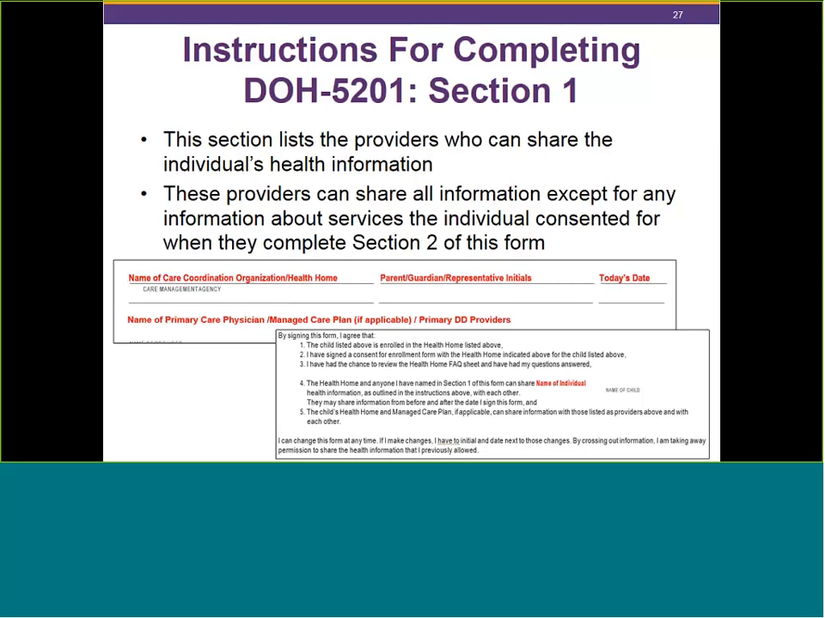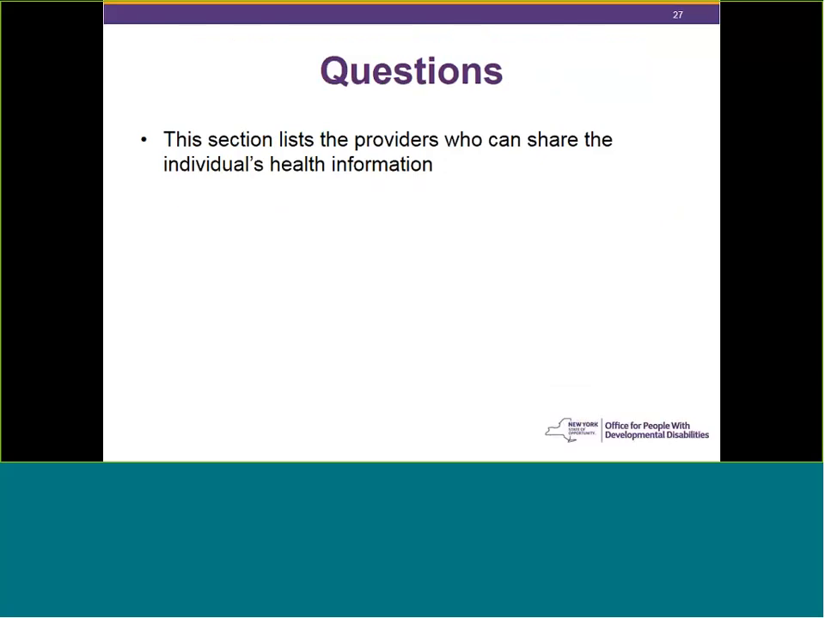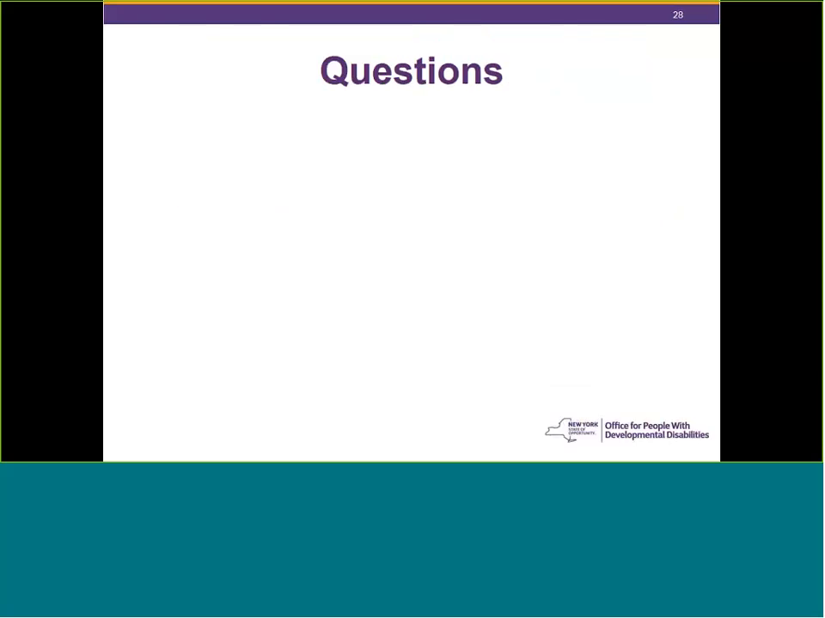Again, for an individual, you must include the primary care provider and the managed care plan if applicable, as well as the CCO name. Additionally, we recommend the inclusion of primary DD providers for individuals, given the fact that information today is shared between those providers, and it can support the delivery of comprehensive care management for individuals who choose to enroll. So with that, we can turn to some questions. We have some additional time allotted for questions.